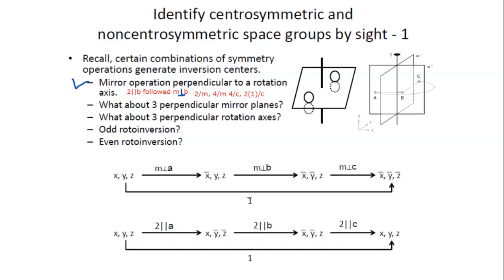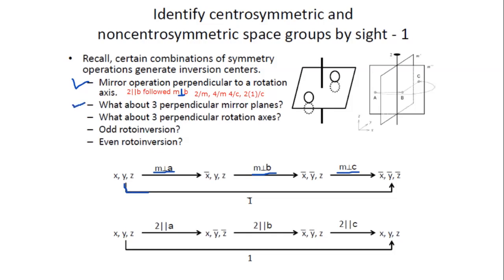Now what about if we have 3 perpendicular mirror planes? So for example, if we have a mirror plane perpendicular to A, and then we do a mirror plane perpendicular to B, and then with that we do a mirror plane perpendicular to C, what we're going to generate is an inversion center. So when you have 3 perpendicular mirror planes, we're going to generate an inversion center.